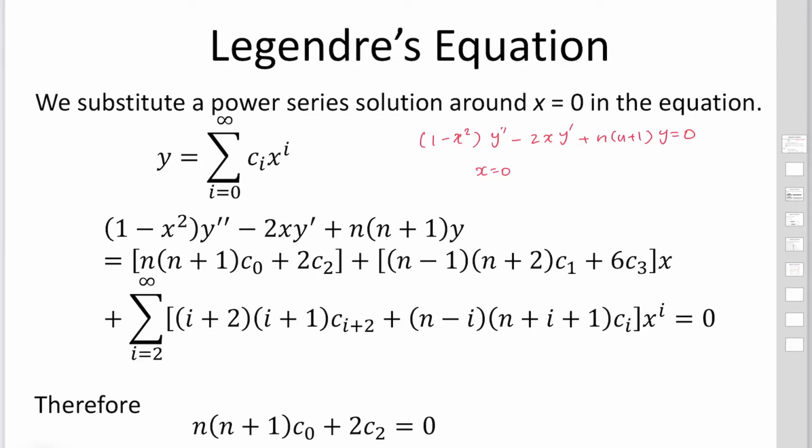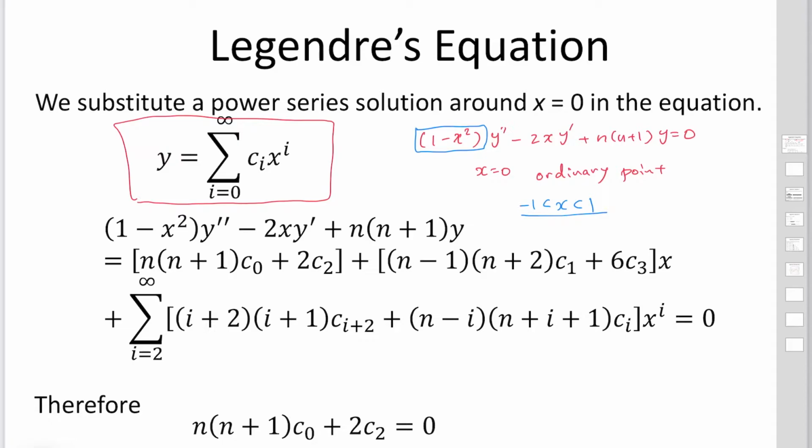If you look at this equation, you can easily find x equals 0 is an ordinary point. And you can also recognize from this equation that x equals plus or minus 1 is a singular point. The solution applies for x between minus 1 and 1. This is the range of x when you solve this equation. x equals 0 is an ordinary point, so we'd like to expand the power series solution around x equals 0.